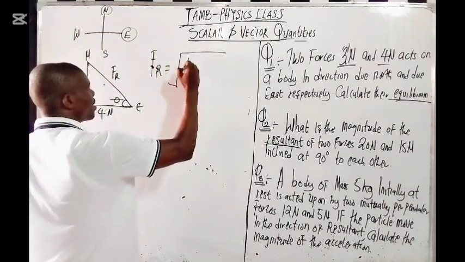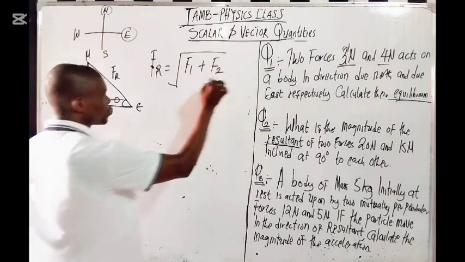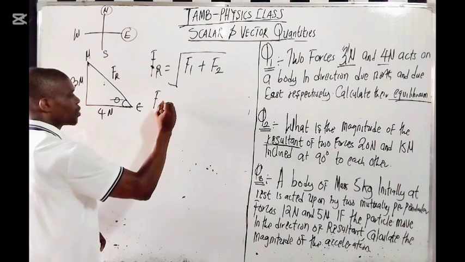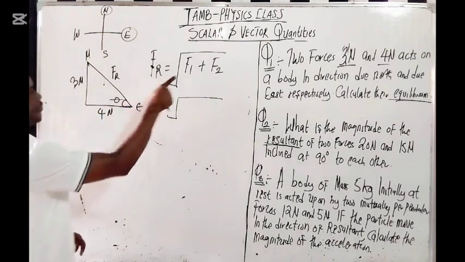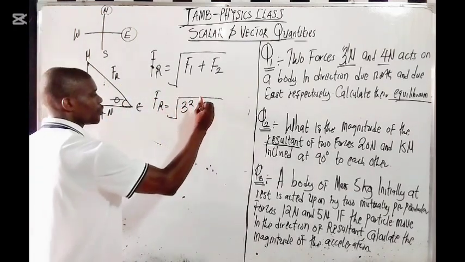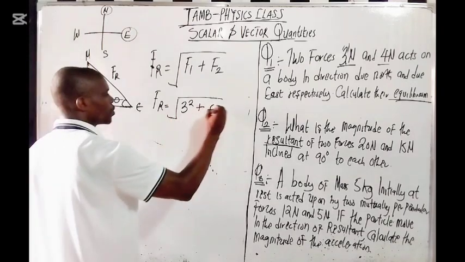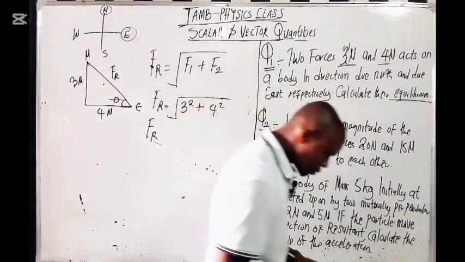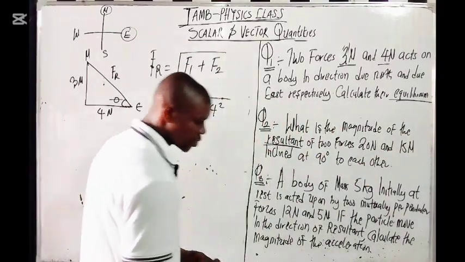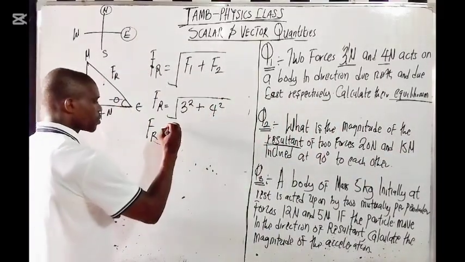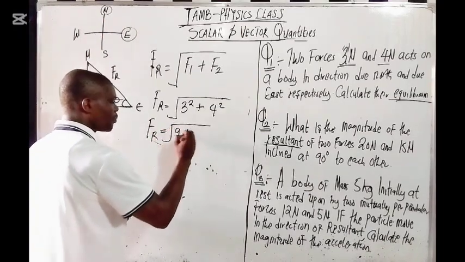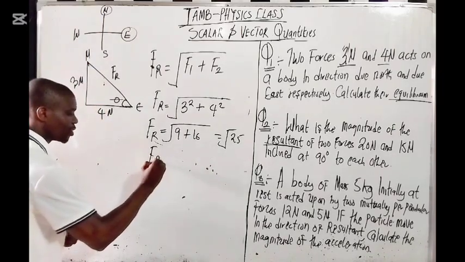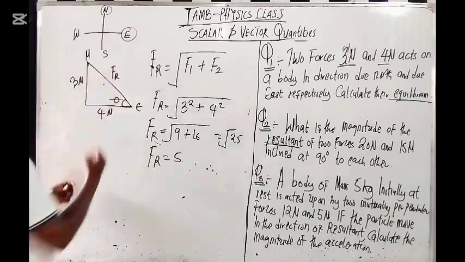So we have F arrow equals the square root of F1 squared plus F2 squared. My F1 is 3 here, so F arrow equals the square root of 3 squared plus 4 squared, right? So F arrow equals the square root of 9 plus 16. You are going to get the square root of 25, right? My F arrow is 5.